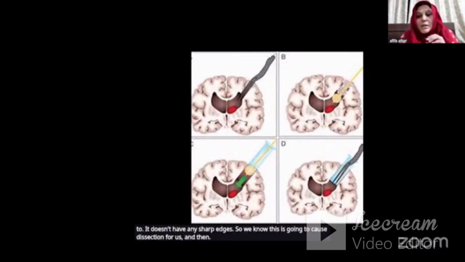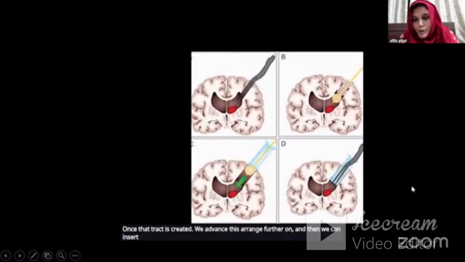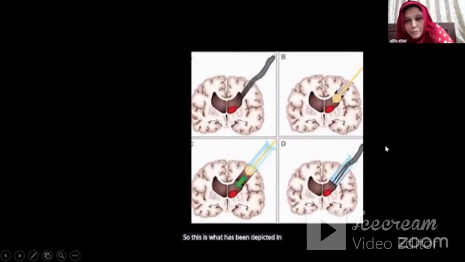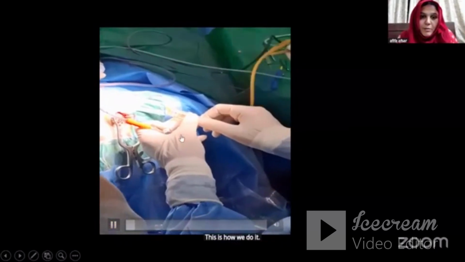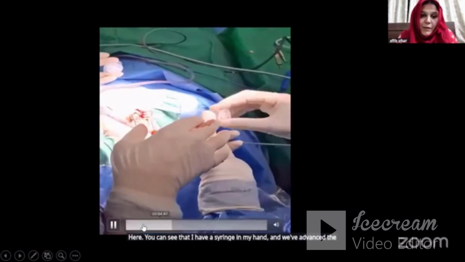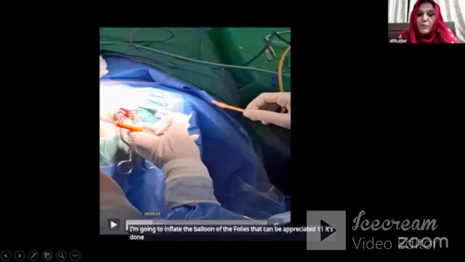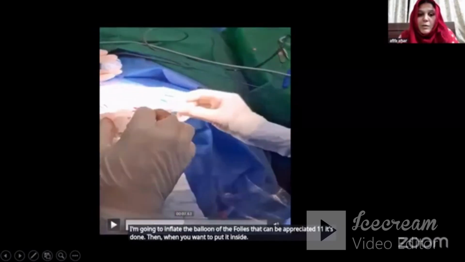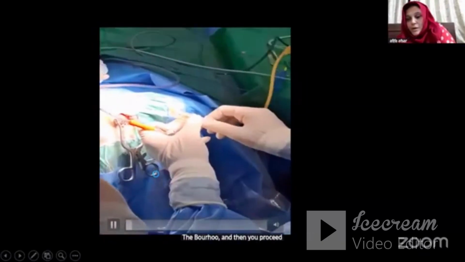Once that tract is created, we advance the syringe further on, and then we can insert our instruments through it. This is what has been depicted in this particular diagram. This is the technique, and this is how we do it. Here you can see that I have a syringe in my hand and we've advanced the Foley catheter. I'm going to inflate the balloon of the Foley. That can be appreciated. Once it's done, we put it inside, after measuring that it is in accordance with the size of the burr, and then you proceed further.